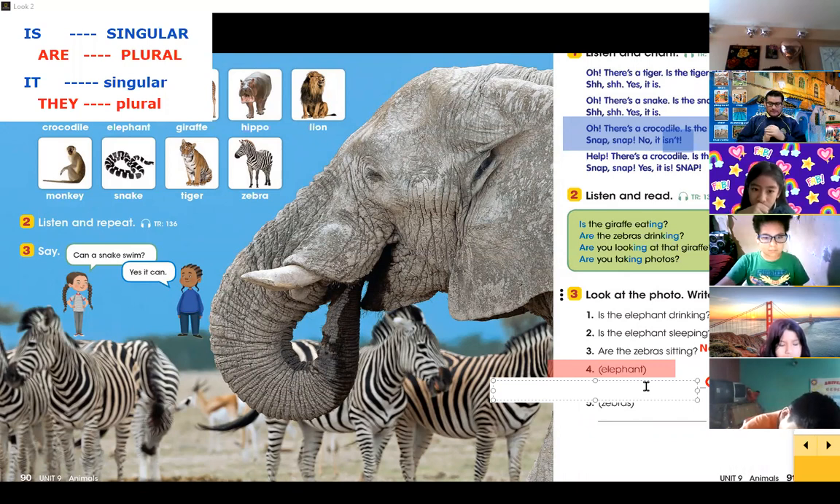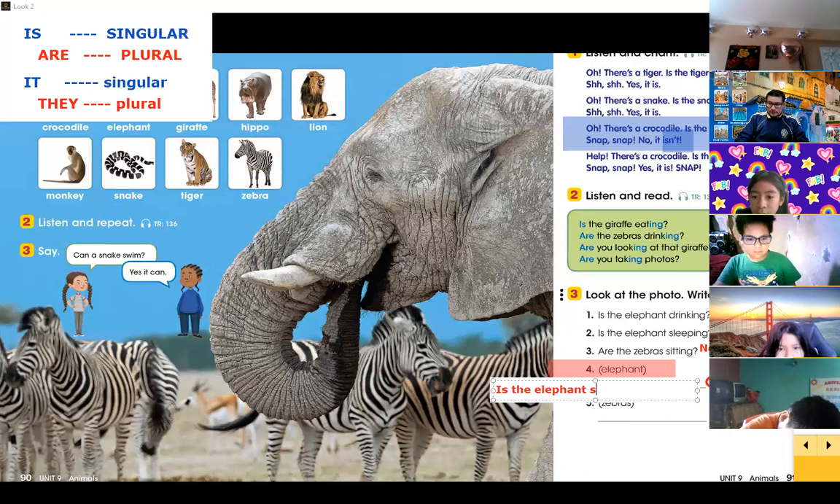¿Cómo empezaré mi question? Si me dijiste que es elephant en singular. Is. Is, what else? Is the... what else? ¿Qué más? Elephant. Is the elephant, excellent. What else? Swim. Ok, recuerda que como estamos hablando en present continuous, tendré que decir swimming. Todos mis ejemplos es, is the elephant drinking?